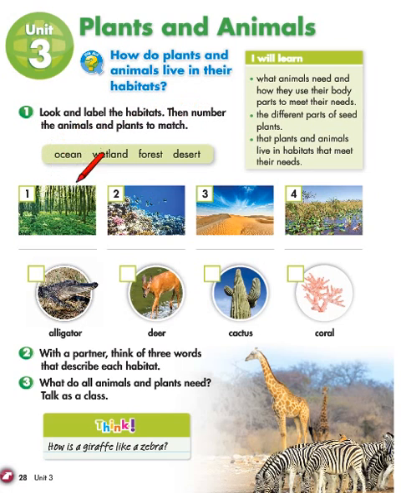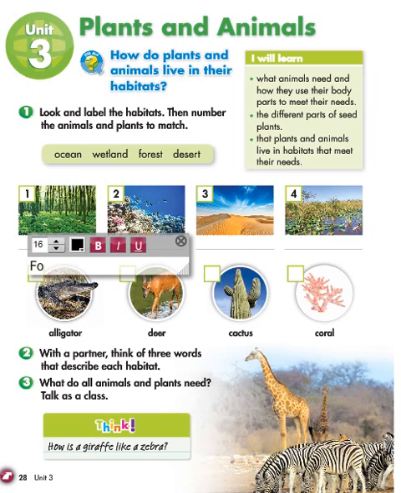So we have a word bank here that has the words ocean, wetland, forest, and desert. Okay, so we're going to write the names of these habitats right here on these lines. So number 1, as you can see, what do you think about this one? There are trees and there are a lot of plants. Yes, it is a forest. So we are going to write the word forest. That is number 1.